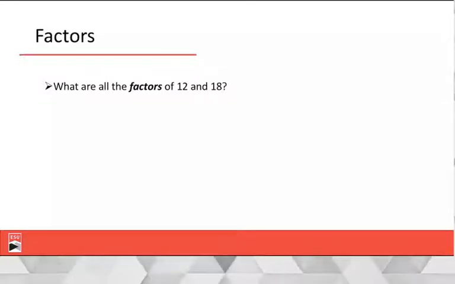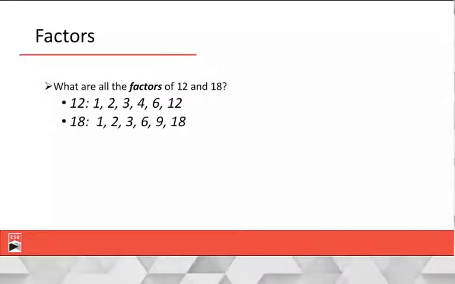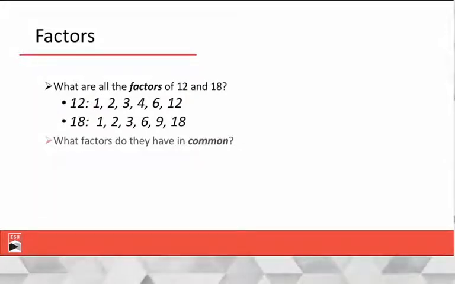Well, 12 has the factors 1, 2, 3, 4, 6, and 12. And I didn't put in my curly braces, so we'll go back and add some really rough looking ones. And those are my factor sets for 12 and 18. Now, which factors do they have in common? Well, they both have a 1, a 2, a 3, and a 6. So they have those factors in common.